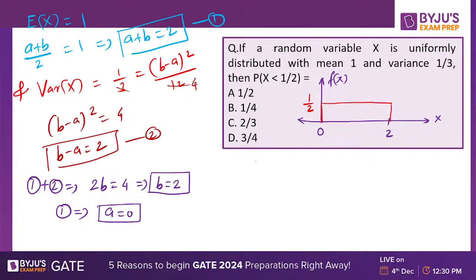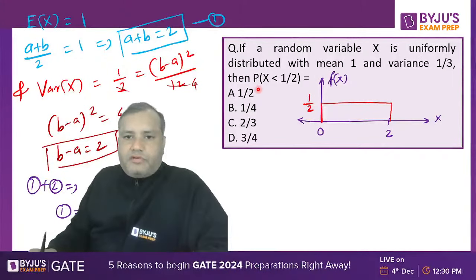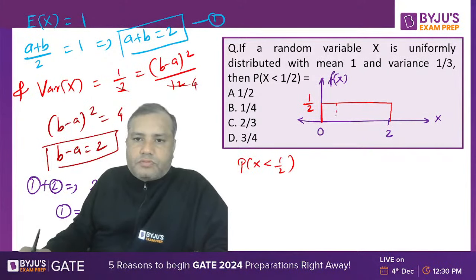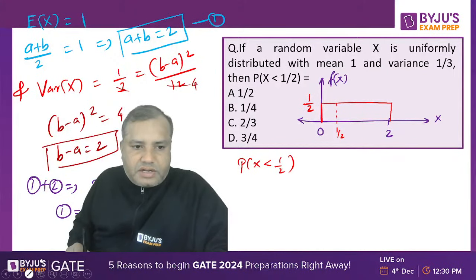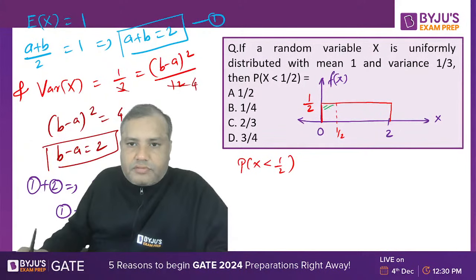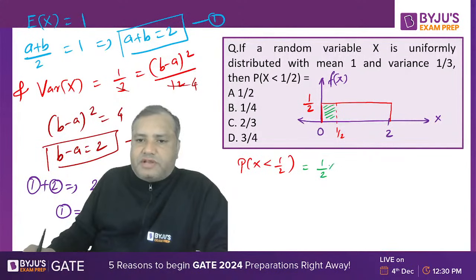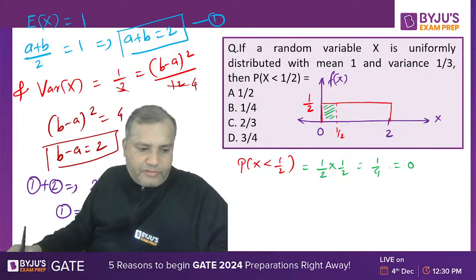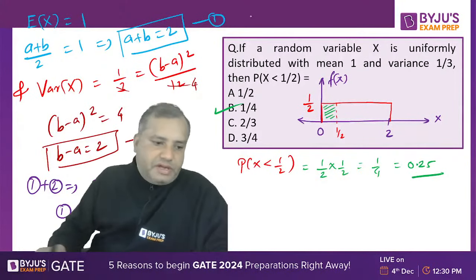Now, what we want is the probability for x less than 1 by 2. So actually we want the area under the curve between 0 to 1 by 2. So length and width both are 1 by 2. 1 by 4 is my answer. Yes, Atma Yadav, perfect. 0.25 should be our answer. 1 by 4, option B.